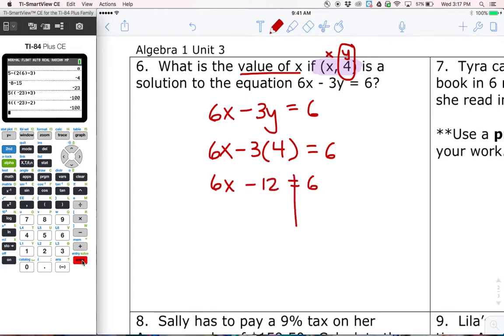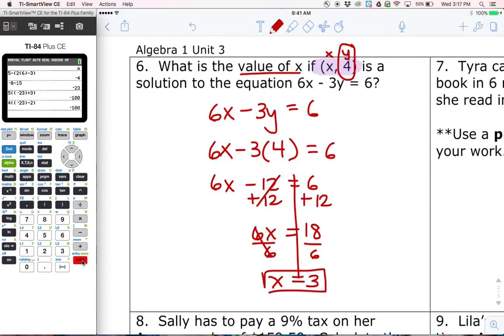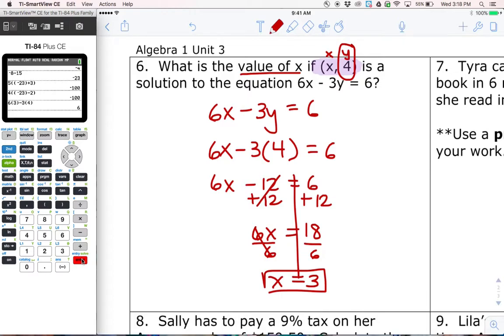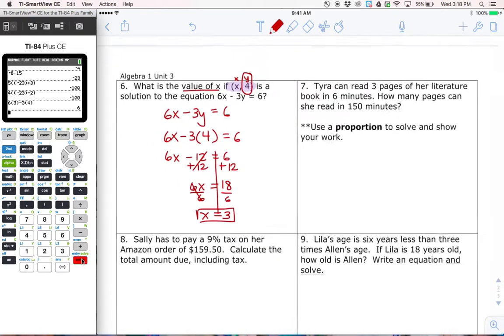All right, we're going to start solving. I'm going to add 12 to both sides. So now I've got 6x is equal to 18. And last but not least, divide out that 6. And we've got x is equal to 3. We can check this answer again, right? We're going to plug in this equation, 6x. I think x is 3, so I'm using that. Minus 3y, well, they are telling me to use 4 for y. And when I press enter, hopefully I get 6. I do. So I know that I am correct.